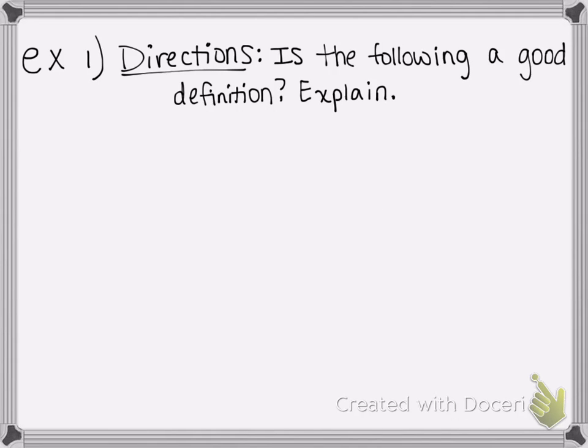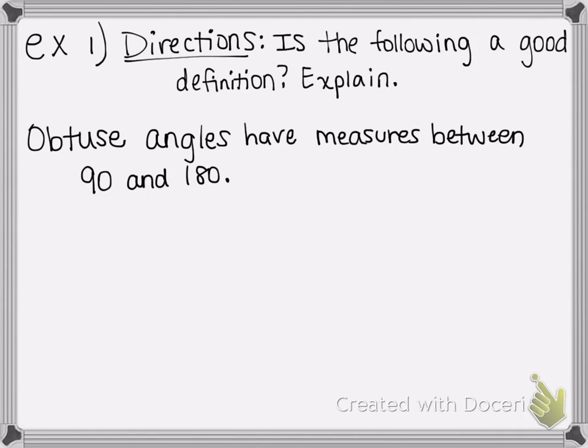So, example 1. Is the following a good definition? Explain. Okay, don't just say yes. Don't just say no. Alright, let's go. Obtuse angles have measures between 90 and 180. That's cool. So now we have a statement, and we have to figure out if it is a good definition. So to figure out if it's a good definition, we have to figure out if it is reversible.